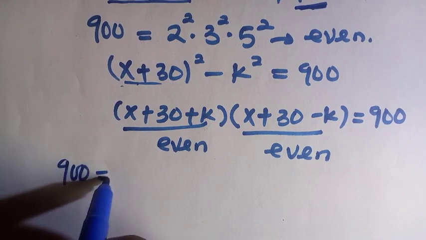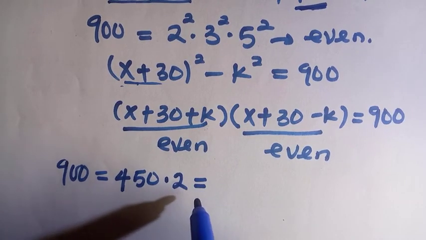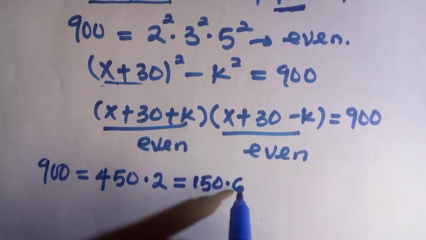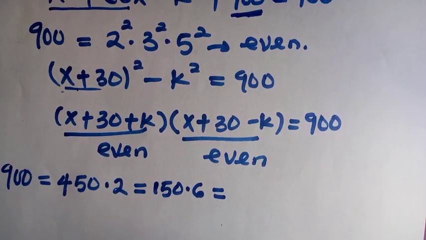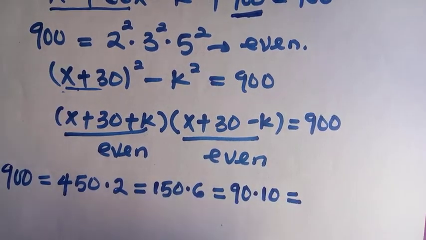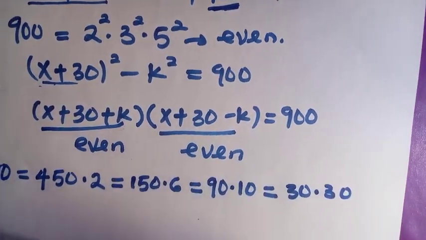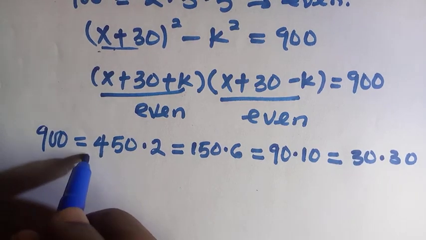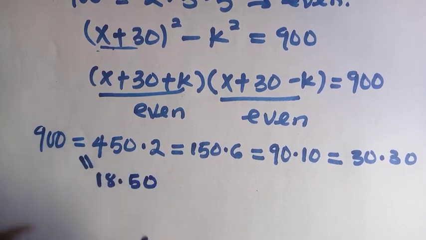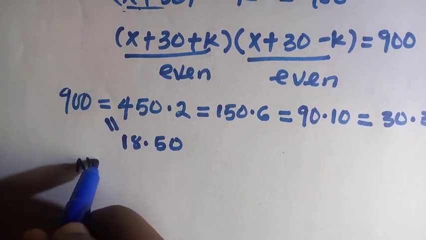What are the possible values of 900? If you multiply 450 by 2, this is still equivalent to 150 multiplying 6, which is also equivalent to 90 multiplying 10, which also equals 30 multiplying 30, and the last one is 18 multiplying 50. All these are even numbers.